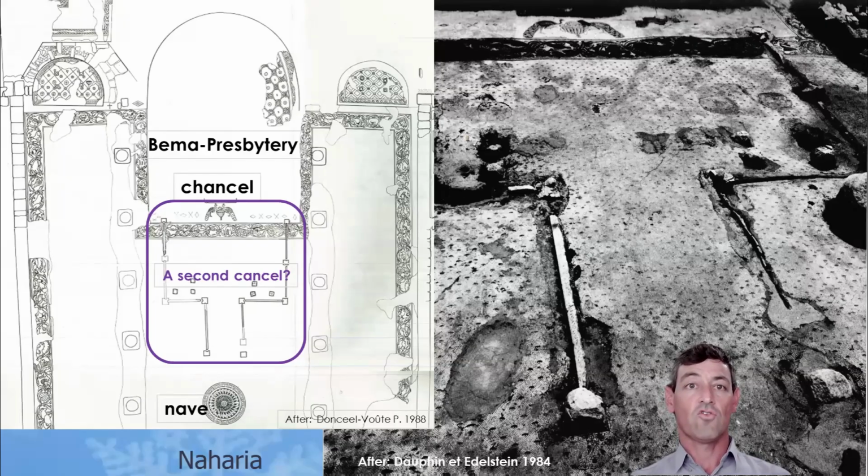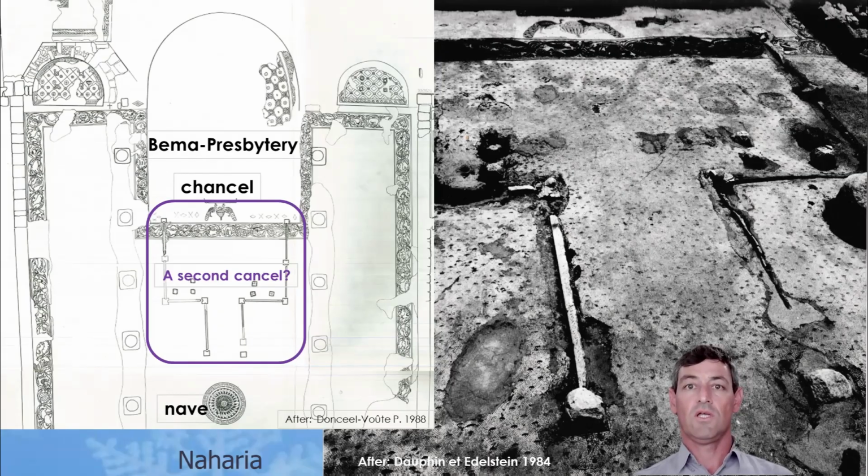This is, for instance, the church in Nahariya. And you can take a look here at the plan and the picture taken in the excavation in the 1950s. As you can see, the apse, the nave, the bema. But if you look in the purple square there, you'll see that there is a second chancel in front of the bema, penetrating into the nave. And you can see in the picture that it was inserted into the mosaic of the nave.